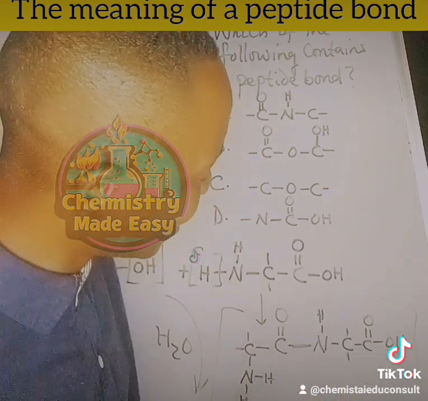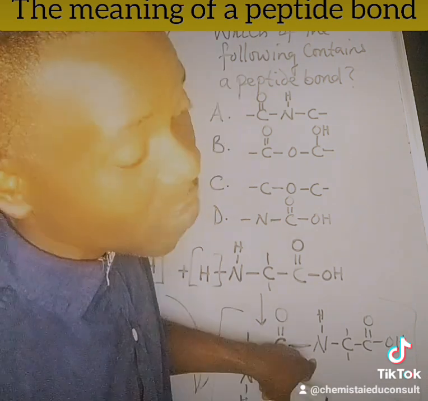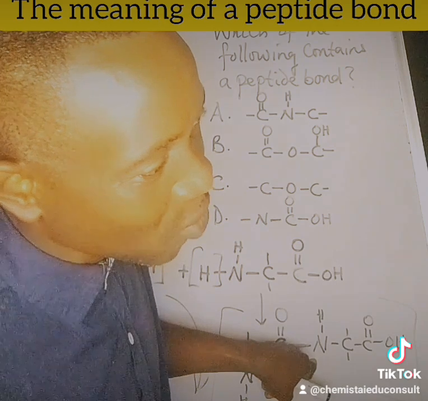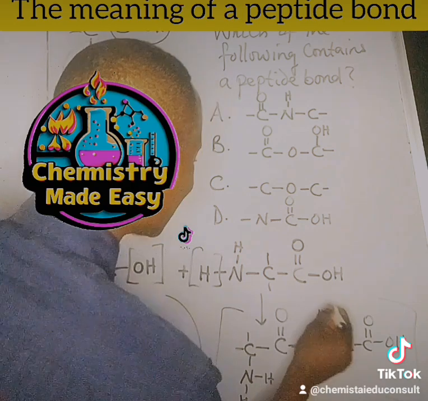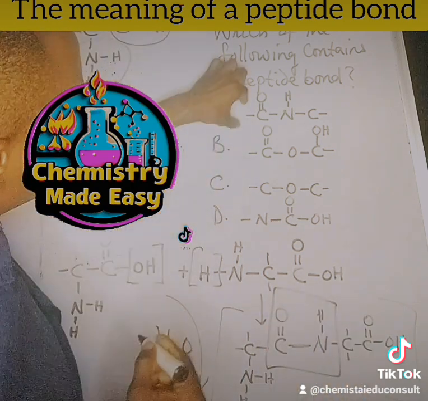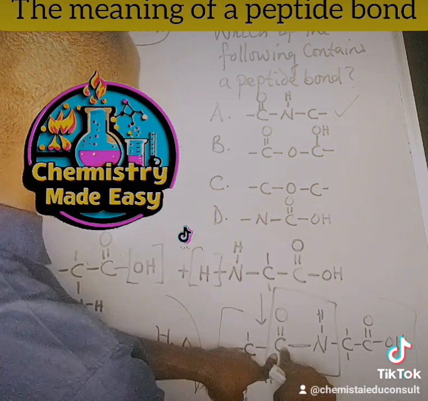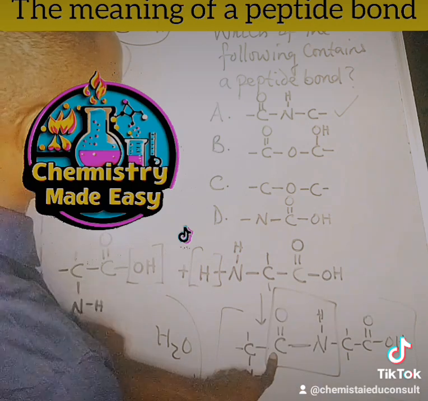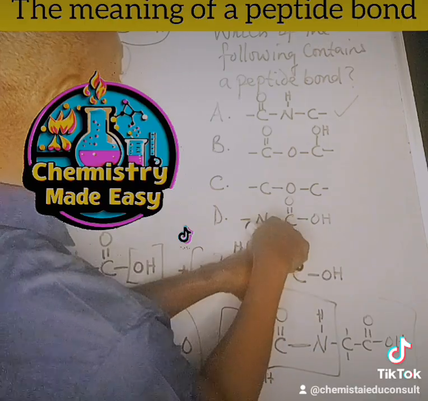The bond is linking the carbonyl carbon of one amino acid with the nitrogen atom of the amino group of another amino acid. So if you check here, you will see exactly this. And that is A. This is not a peptide bond. Look at this. This CO doesn't have OH again. It is linked with nitrogen and carbon. But here, the CO is linked with nitrogen and oxygen.